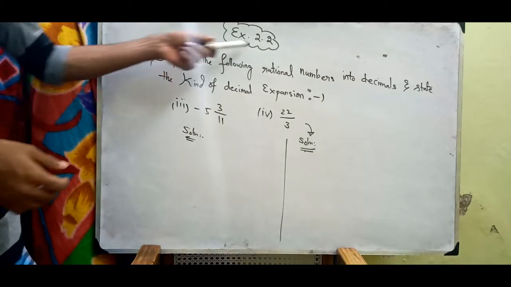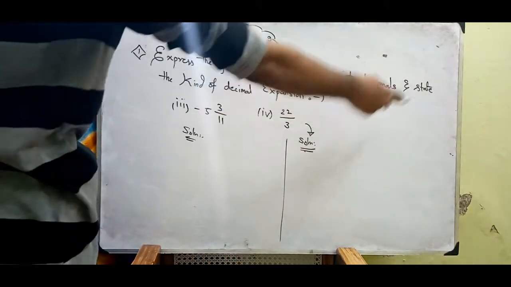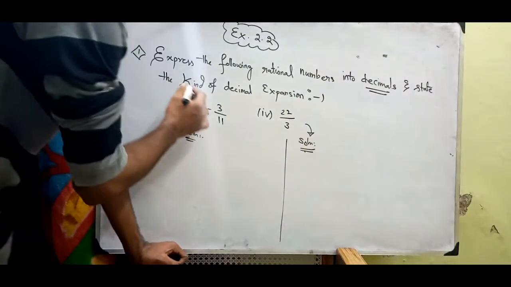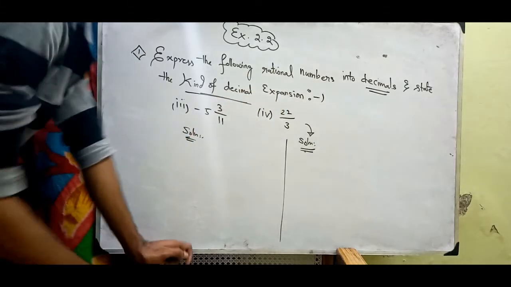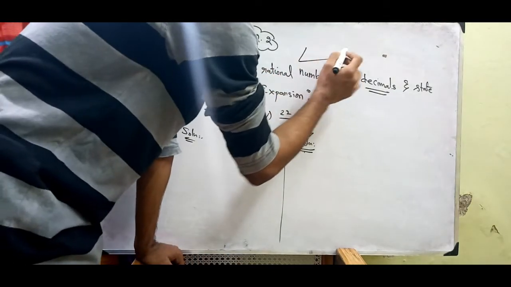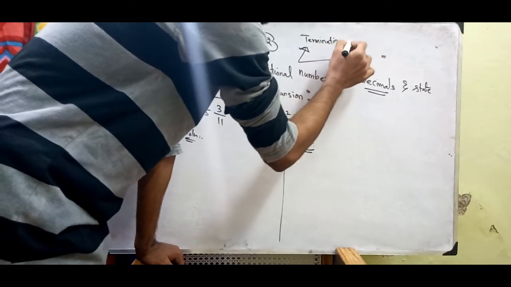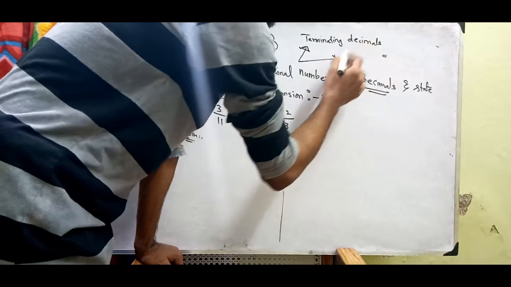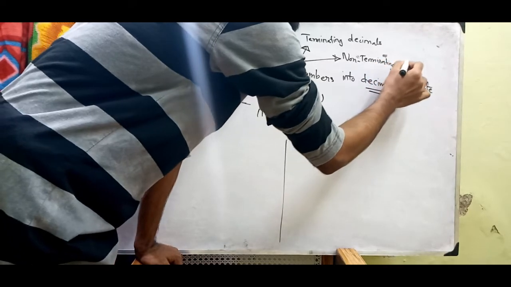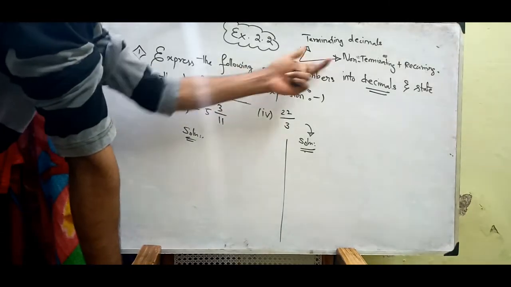Let us start with exercise 2.2 here. See here, the question is: express the following rational numbers as decimals and state the kind of decimal expansion. We need to find two things here. We have to convert into decimals, and we have to find what kind of decimal expansion it is. As we know, a rational number is of two kinds. One is terminating decimals, another one is non-terminating plus recurring decimals. It may be two kinds of decimal expansions.